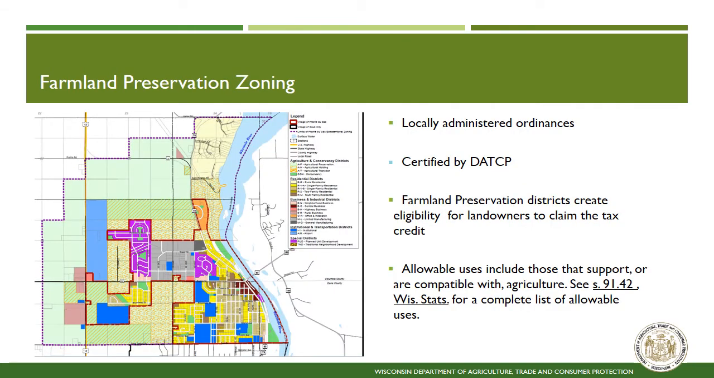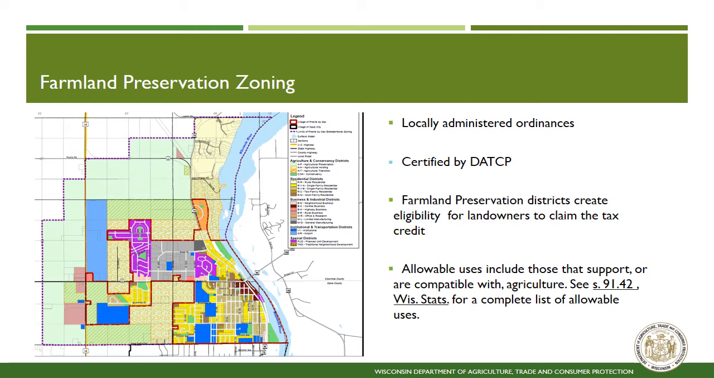Farmland preservation zoning is a tool for local governments such as counties, towns, cities, or villages to implement their county farmland preservation plan through general zoning. Farmland preservation zoning ordinances are locally crafted and administered. However, the ordinance text and maps are certified by the state to ensure consistency with state statutes. These ordinances contain designated agricultural districts that create eligibility for landowners within the district to claim the tax credit.